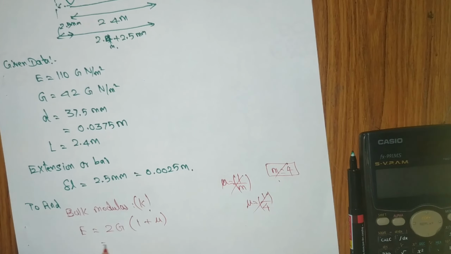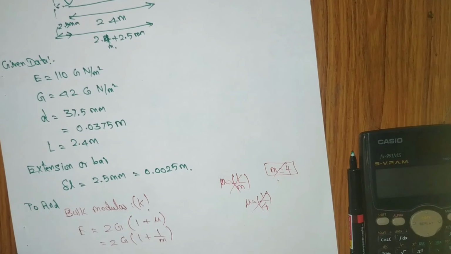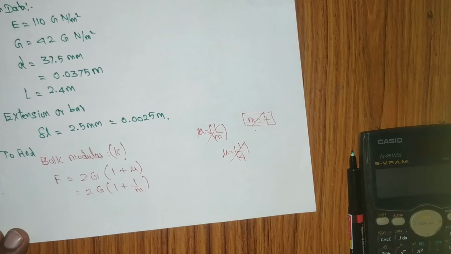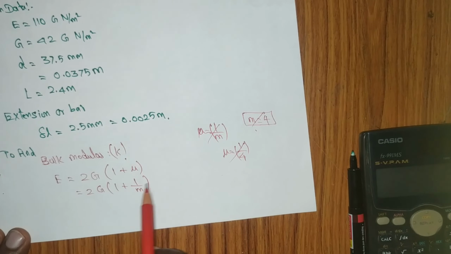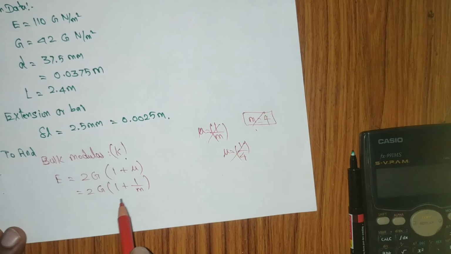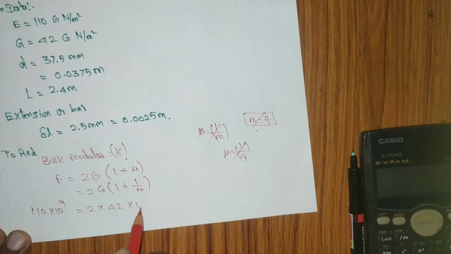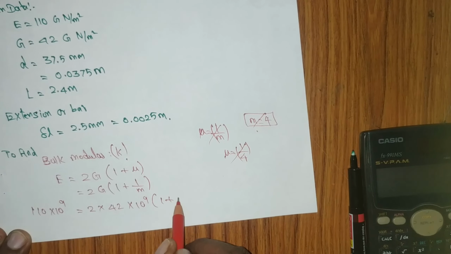So we can also write this in terms of 2G(1 plus 1 by m). Right? So what are the values we have? We have the E value, G value. So we need to find out the Poisson ratio's value. Let us substitute all the values. E equal to 110 into 10 to the power of 9 (giga means 10 to the power of 9) is equal to 2 times 42 into 10 to the power of 9 into (1 plus mu). Poisson ratio only we need to find out from this.